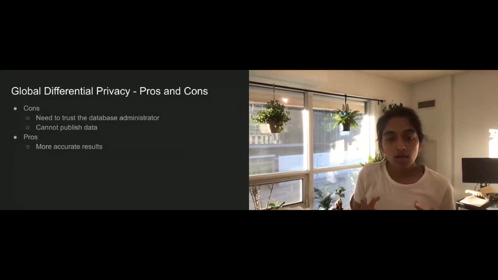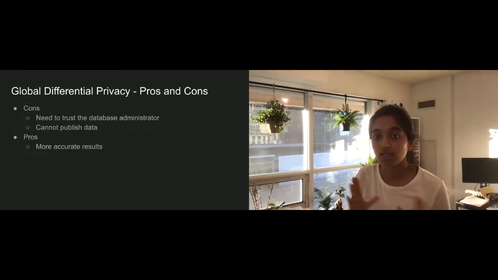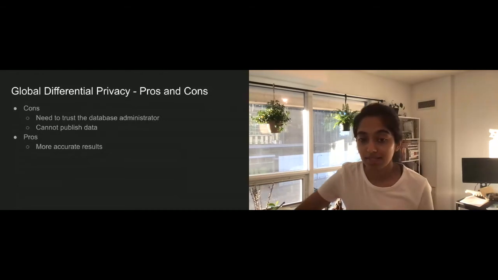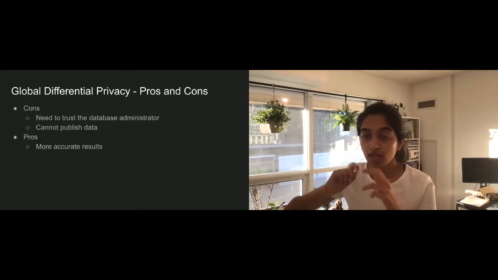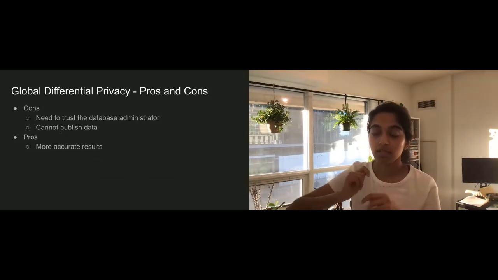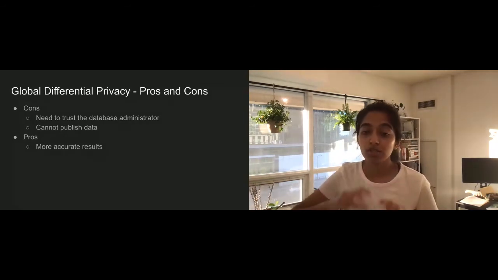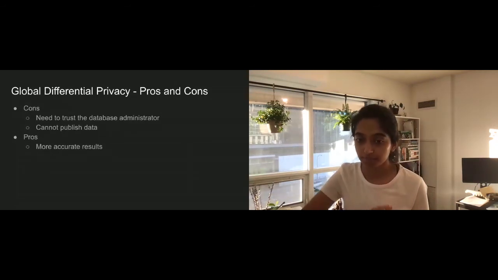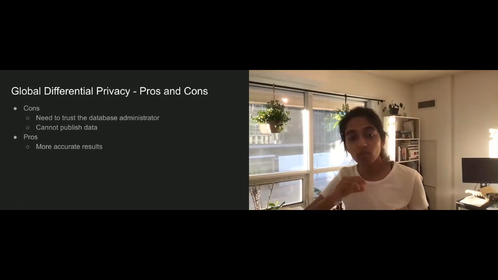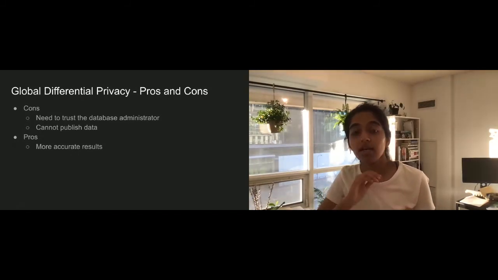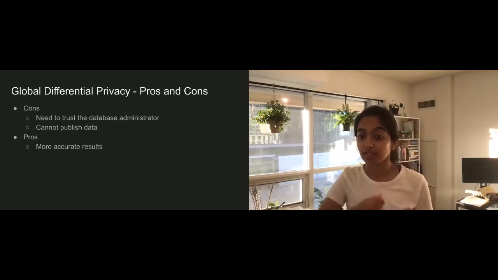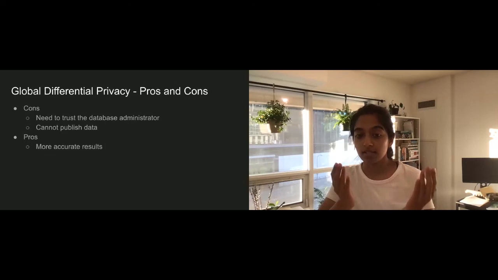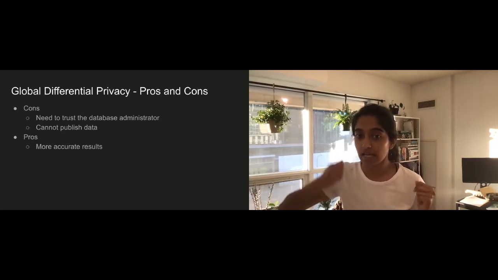The cons of global differential privacy are that you need to be able to trust the database administrator. As you saw at the interface, the noise is being added at the interface level, so you need to trust the database administrator enough to make sure that they add enough noise to protect you perfectly. The other con is that you cannot publish the data, because your data is clean and the data itself does not have any noise added. The interface adds the noise.